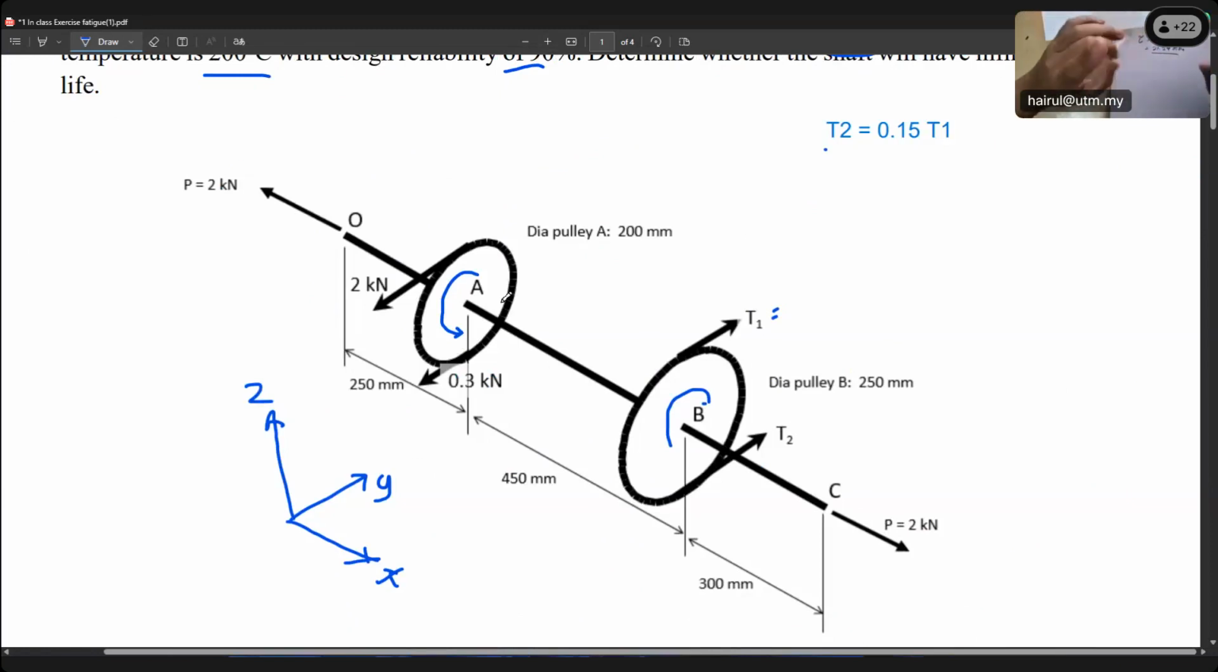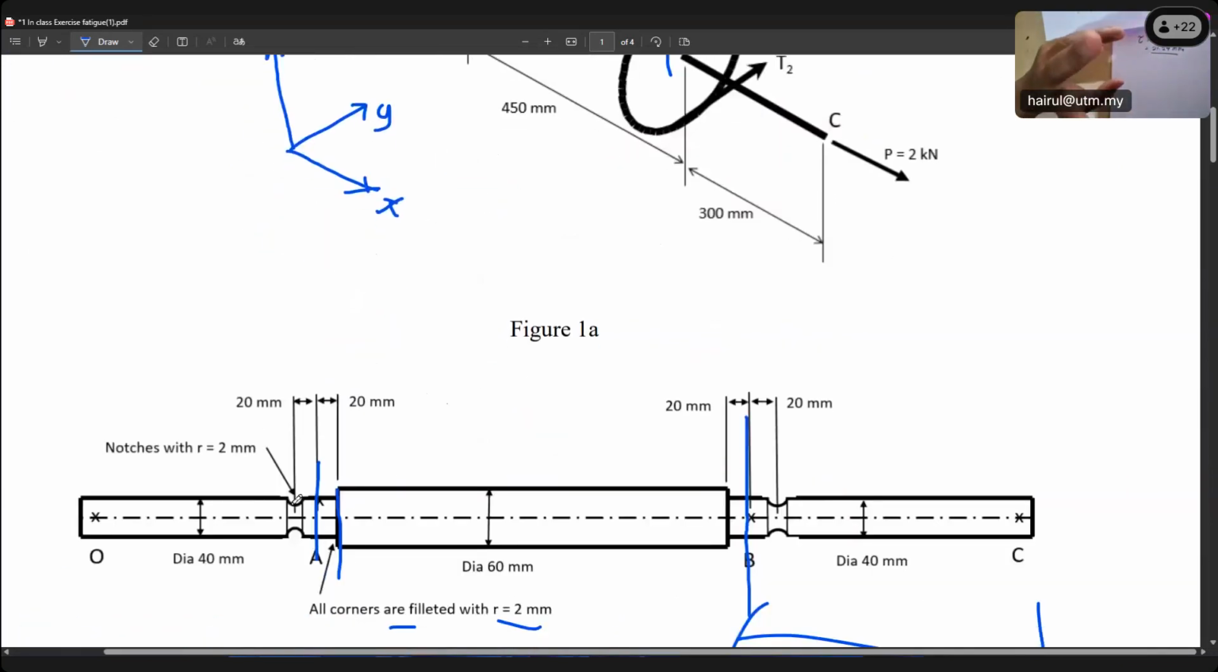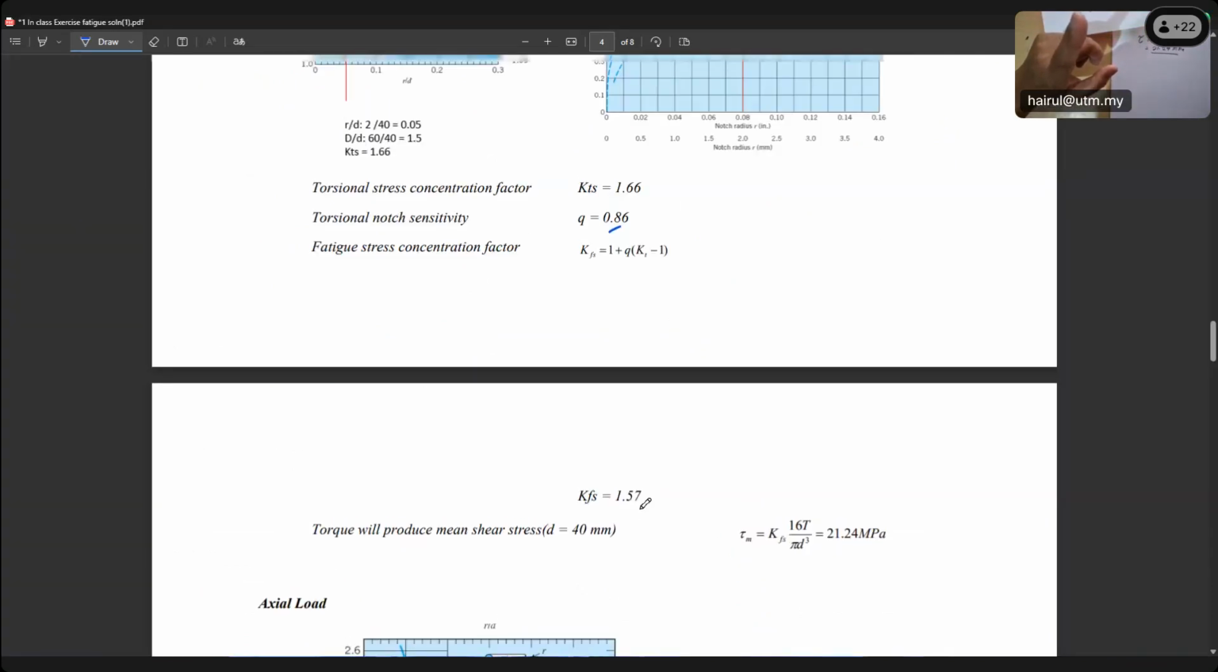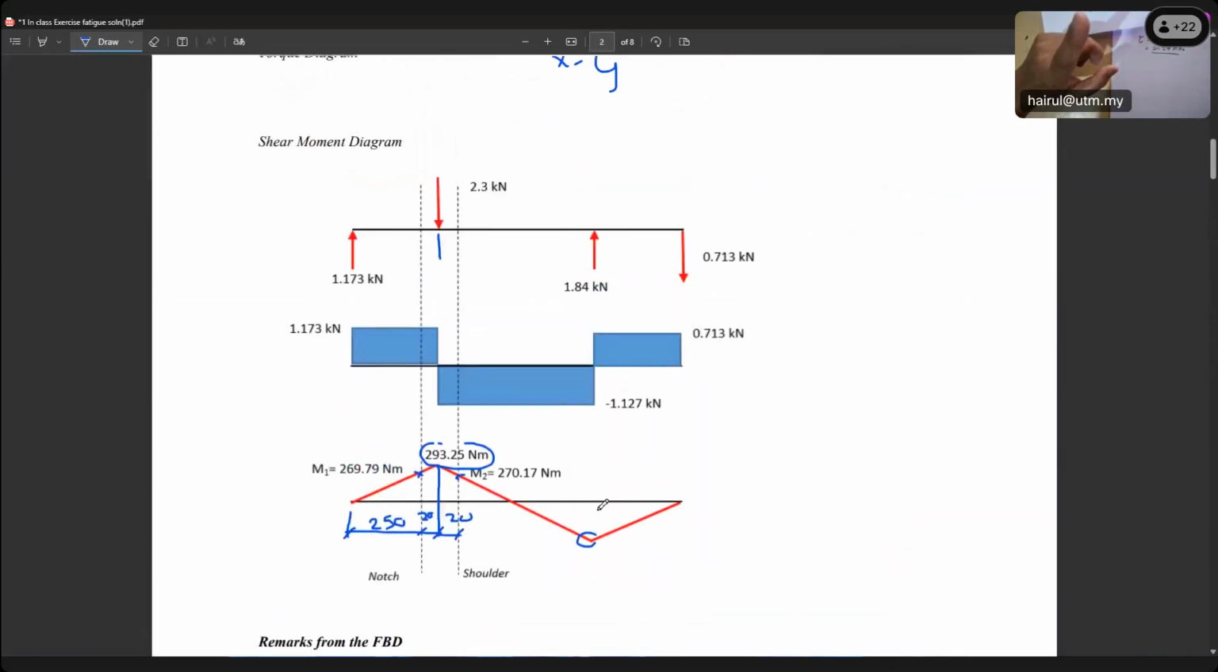Be careful on the notch. Nanti you kena focus on the notch at the groove. Sorry, the groove on the left. Nanti you kena focus juga on the groove on the left. The groove here doesn't have torsional stress, but it has bending stress. The bending stress is on the one we did just now.